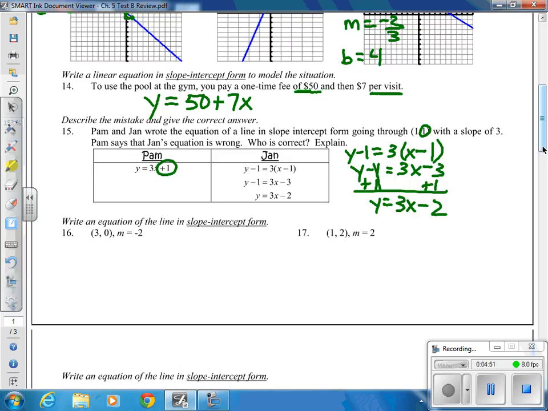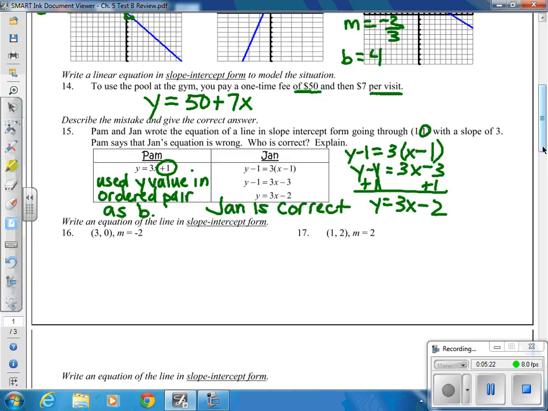So in answering the question where it says who is correct, Jan is correct. And the reason she is correct is because she used point-slope form correctly, right? Pam is incorrect, right, because she used the y value in the ordered pair as her b. And you can't do that, right? Your y value in the ordered pair is definitely not your b value.